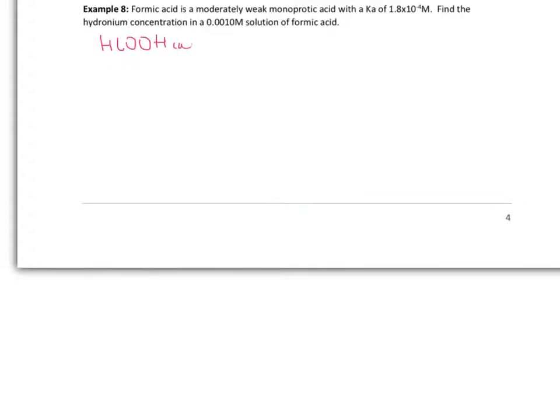HCOOH. We will react this with water with equilibrium arrows to give us HCOO negative. Notice that the proton donated was the last one, and H3O positive. We were told that we had a moderately weak monoprotic acid, that being formic acid, and we were asked to find the hydronium concentration given a 0.0010 molar solution.